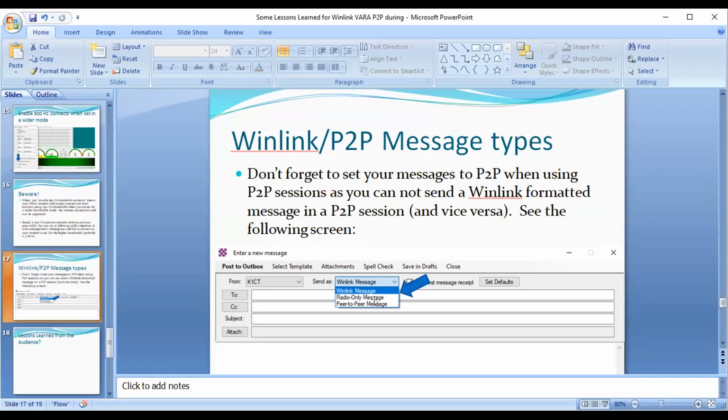If you have written a message as a Winlink message, it works fine on the telnet connection. It works fine going through a gateway, but it doesn't work for peer-to-peer. You have to make it into a peer-to-peer message to be able to send it peer-to-peer, and vice versa. If you get a message on peer-to-peer and you want to forward it back out over the gateway, you've got to turn it into a Winlink message. Otherwise, it doesn't work through the system. So those are the things I learned.